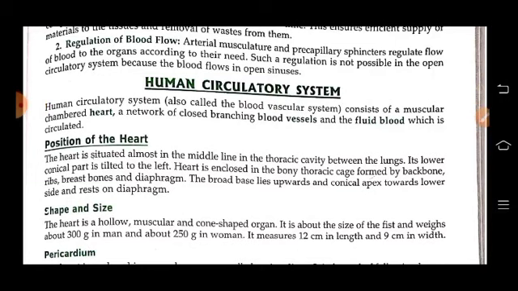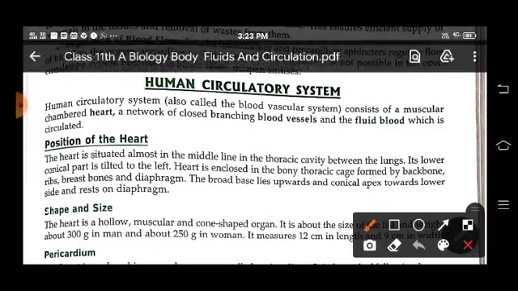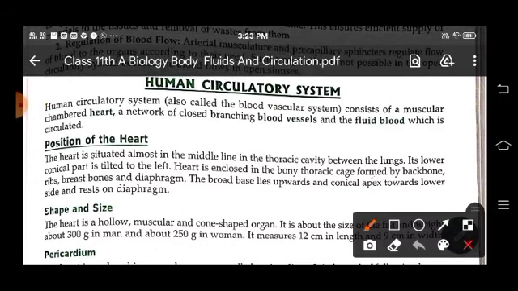So today we are going to start the human circulatory system, chapter body fluids and circulation. Now, children, you know that the human circulatory system is also known as the blood vascular system. It consists of a muscular chambered heart, a network of closed branching blood vessels, and the fluid blood, which is in circulation motion.